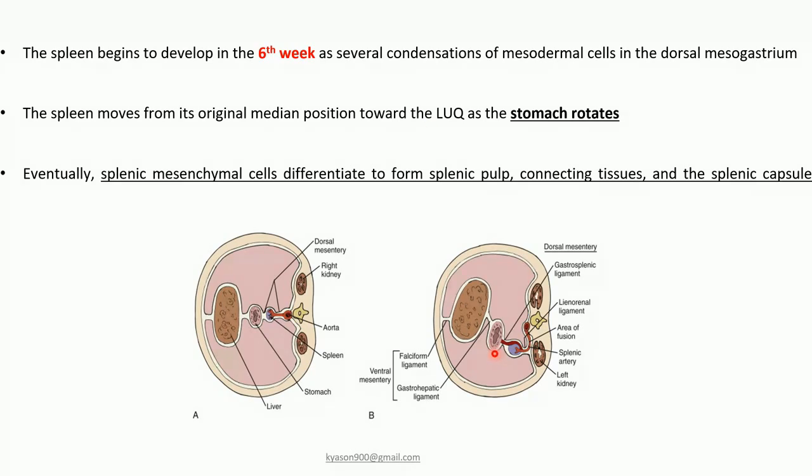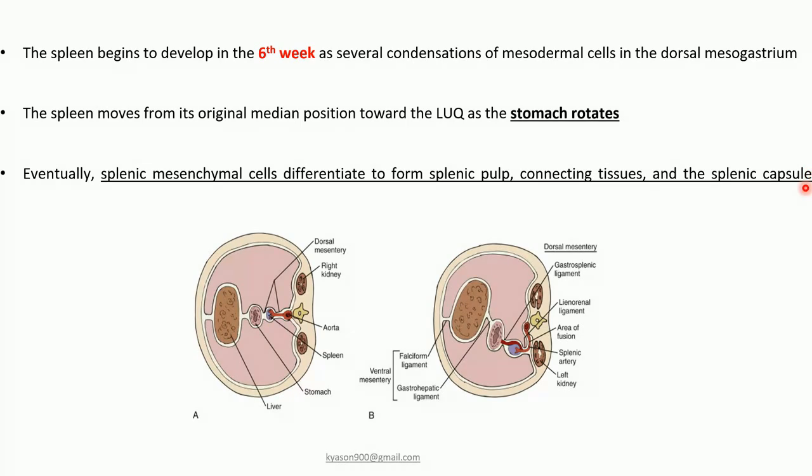After reaching its normal anatomical position, the mesenchymal cells within it differentiate to splenic pulp. The splenic pulp is the parenchyma of the spleen that contains the red and the white pulp. All these arise from the mesenchymal cells. The connective tissue within the spleen comes from this mesenchymal tissue, and the splenic capsule is also formed by these mesenchymal cells. They differentiate to give rise to all of these components of the spleen.